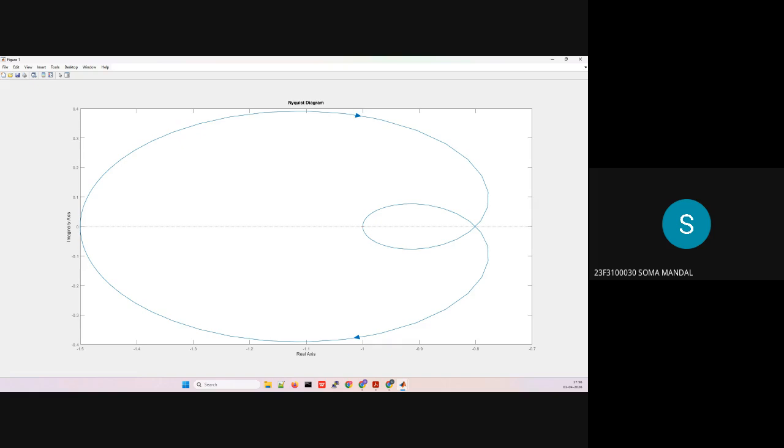So there is a cross, no? So there are two circles. One circle is this, another circle is the big one. Here there is a cross, right? It crosses its path. Okay. It comes back to the same path, right?